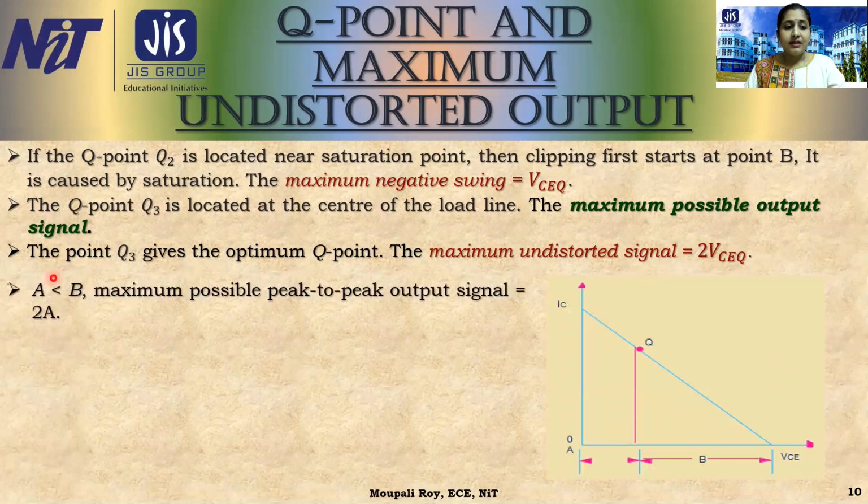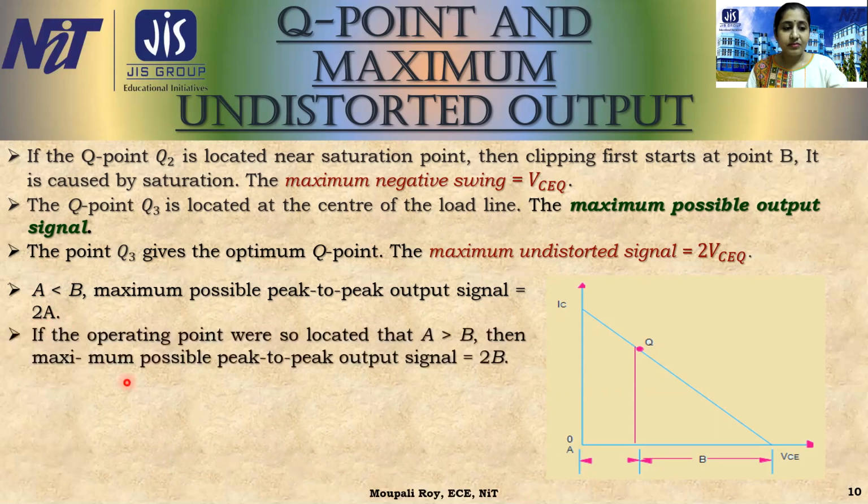If we compare, if A is less than B, then the maximum possible peak to peak voltage output is 2A. If the operating point is located such that A is greater than B, then it is 2B. That means 2A or 2B: if A is greater, then 2B. If B is greater, then 2A.